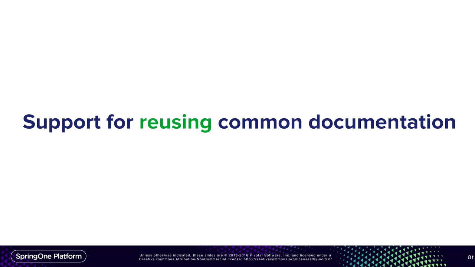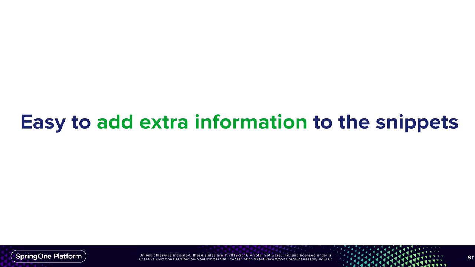There's also support for reusing the common documentation. So you've seen in one of the slides that you can have some fields that are always recurring in every call that you're doing and everything that you want to document. That's easy to also reuse, so you don't have to repeat yourself endlessly. And then you can also add extra information to the snippets. So these snippets are by default generated, but you can change the way they're generated. You can add extra columns to these tables, for instance. If you want to document constraints, which I'll get to later, you can just add a column and then add some extra fields or add some extra information.